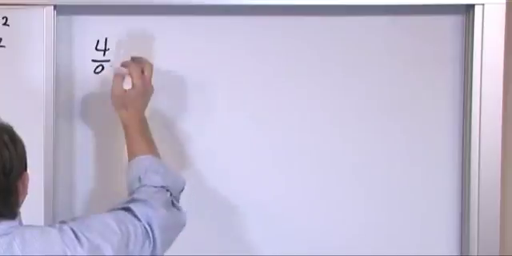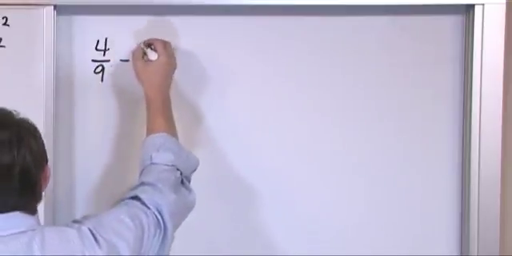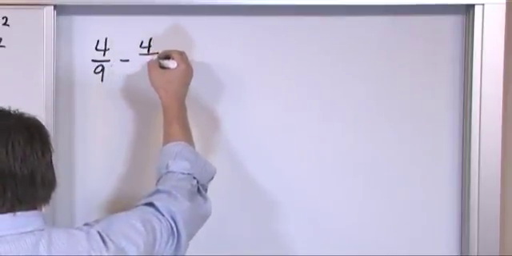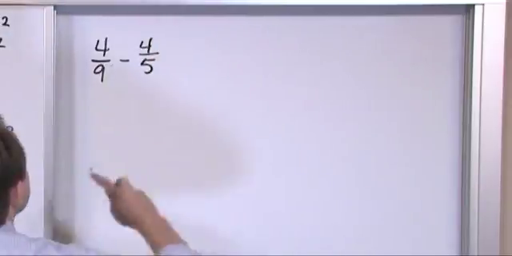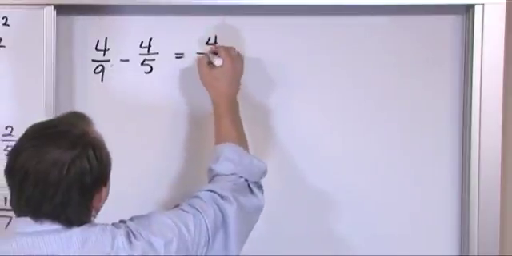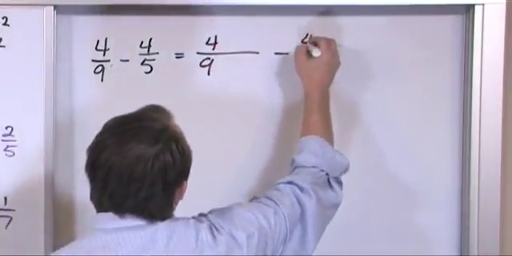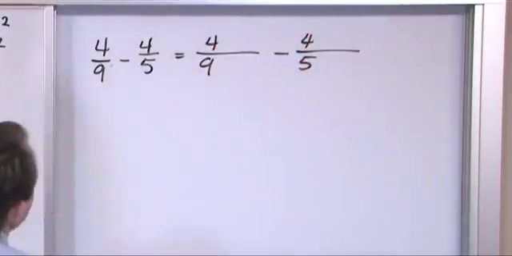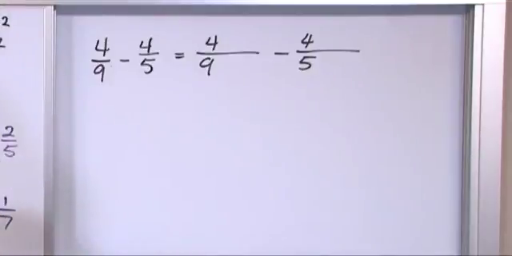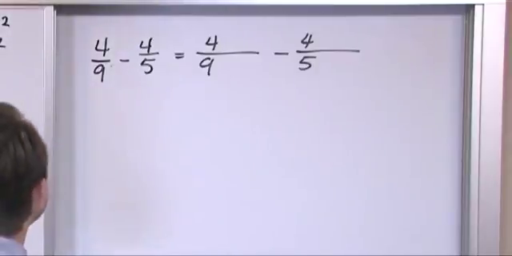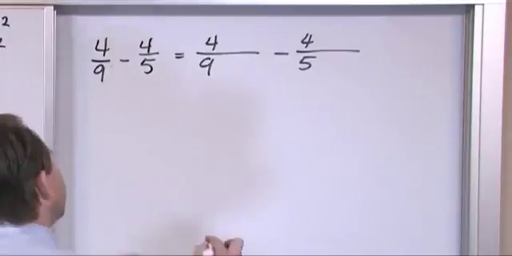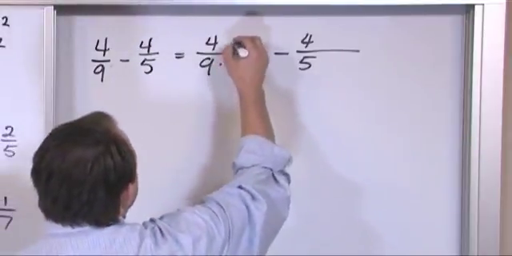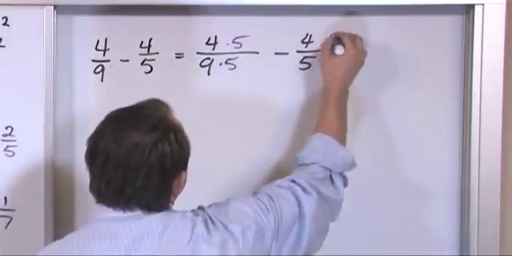What about 4/9? Actually, let me go ahead and pick 4/9 minus 4/5. So again, no common denominator, but I think if I work with this, the only common multiple I can really find, the least common multiple I can find, is just multiplying them together. 9 times 5 is 45. There's nothing else I can think of that I can divide 9 into and 5 into that could be a good common denominator. So I'm going to multiply this fraction by 5, and I'm going to multiply this fraction by 9.